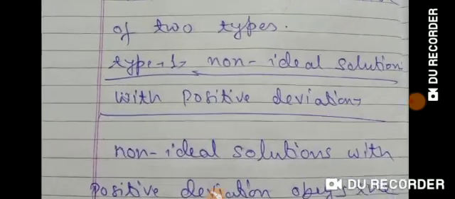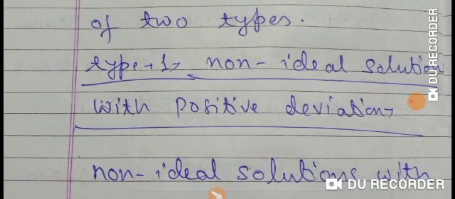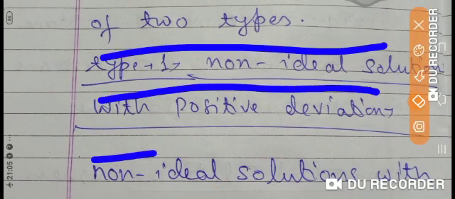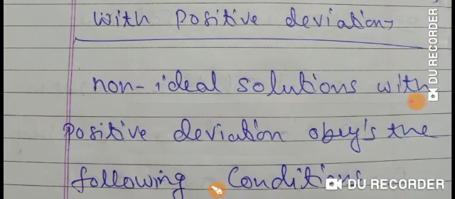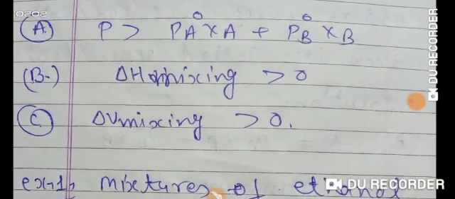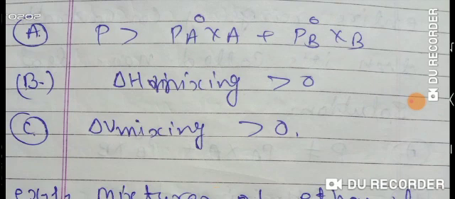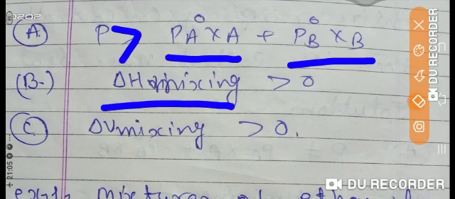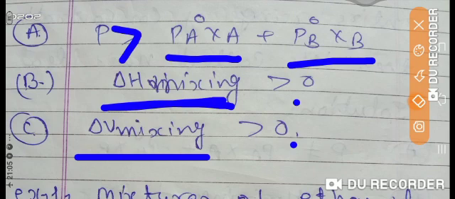Non-ideal solution with positive deviation, as you can see in your full screen, obeys the following conditions. What are the following conditions? Look here. All things are greater, right? As I told you earlier, P is greater than Pa naught xA plus Pb naught xB. Delta H mixing is greater than 0, and delta V mixing is greater than 0. All are the case of non-ideal solution with positive deviation, because it is greater than.